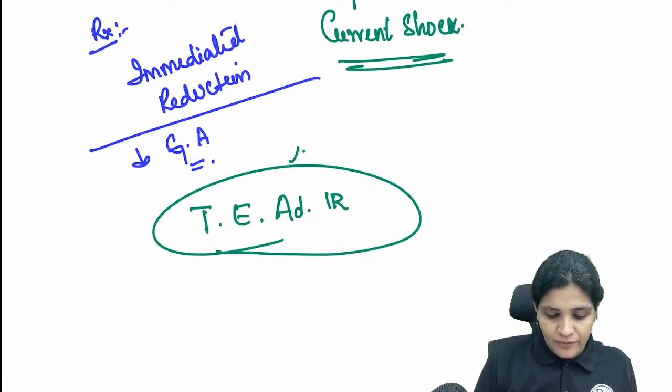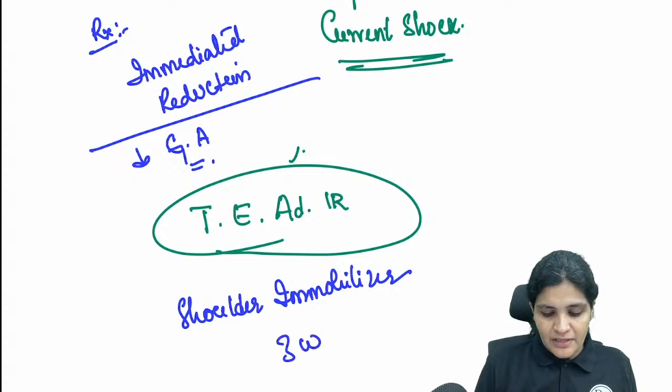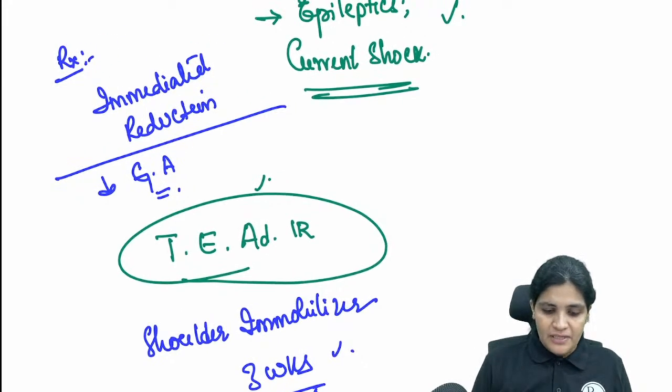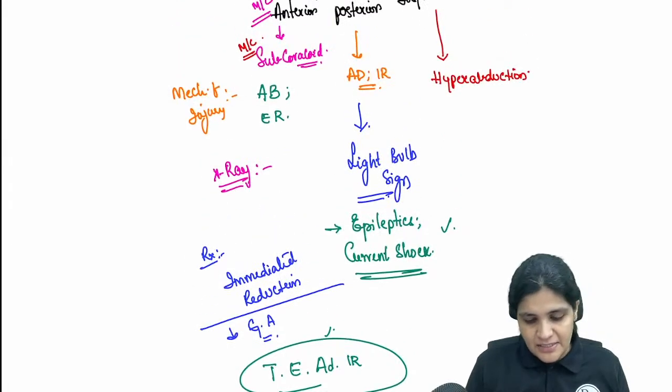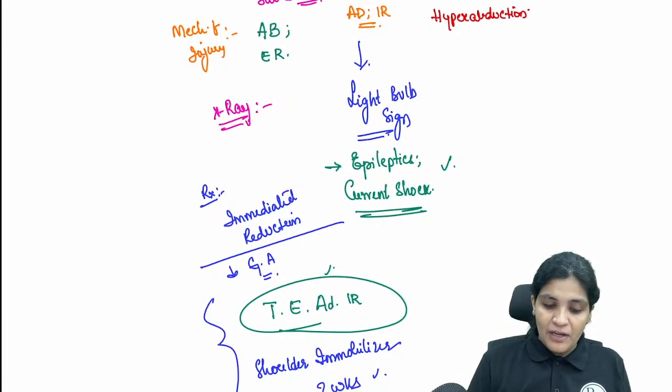And then you give a shoulder immobilizer for 3 weeks, right? 3 weeks you go for shoulder immobilizer. Anything, all the reductions, it is the same, right? You have to go for immediate reduction, and for this the maneuvers are very, very important.